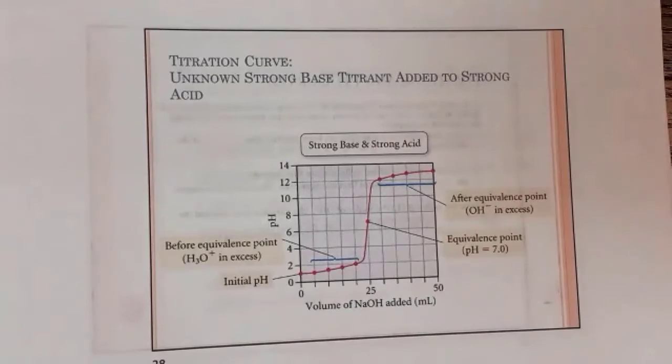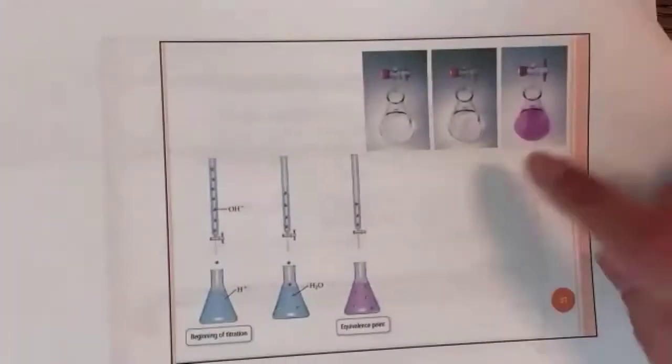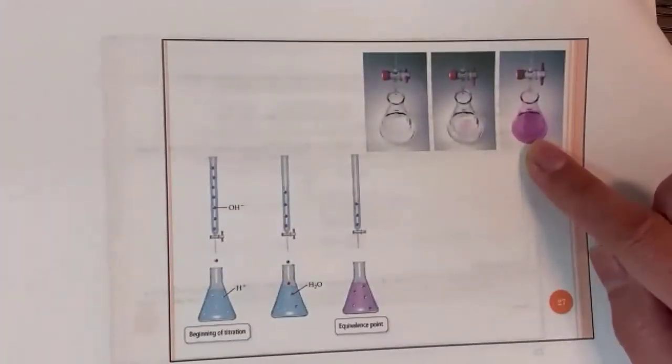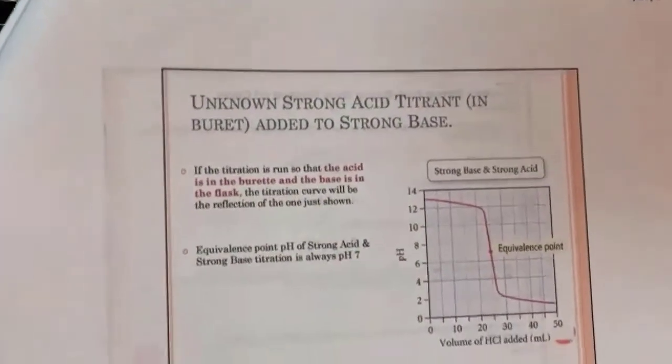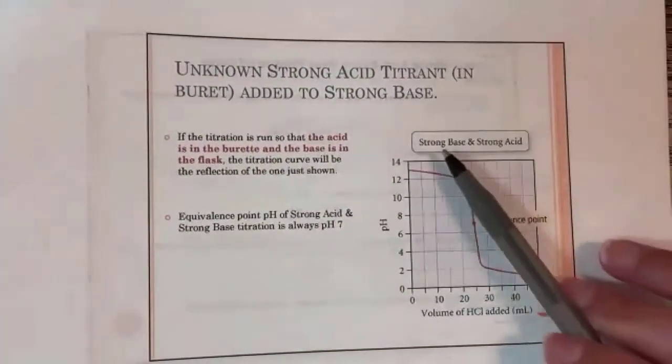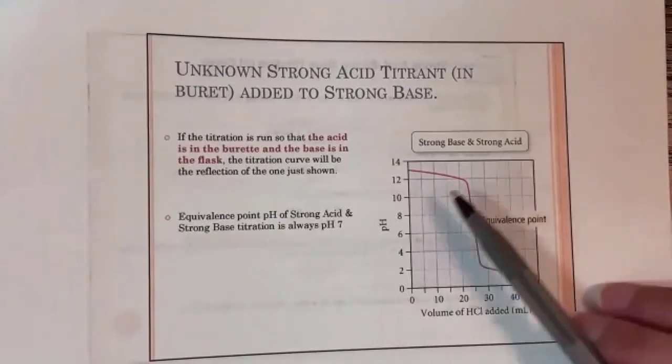Now, we use phenolphthalein as our indicator a lot. And we always say when you hit the light pink point, that's when you want to stop. That's our end point. So let's take a look at the opposite, when you have strong base and strong acid. So why is this the opposite?